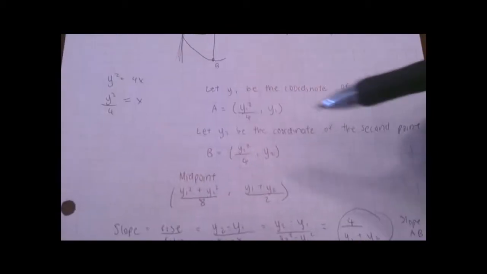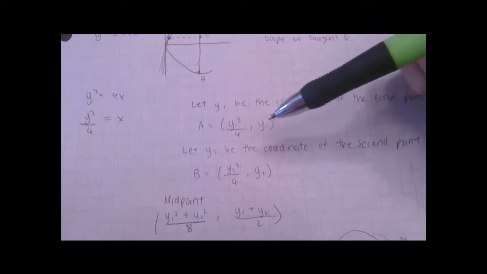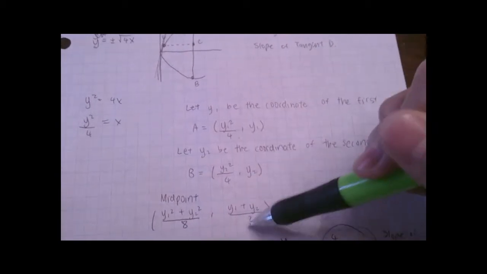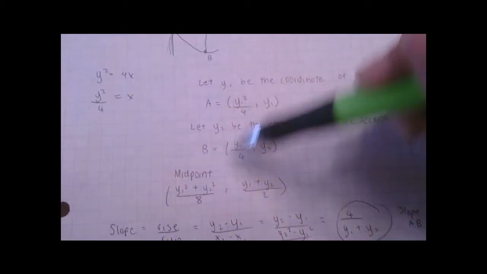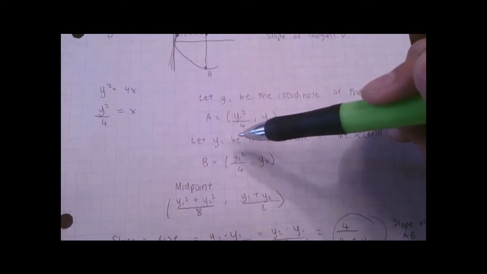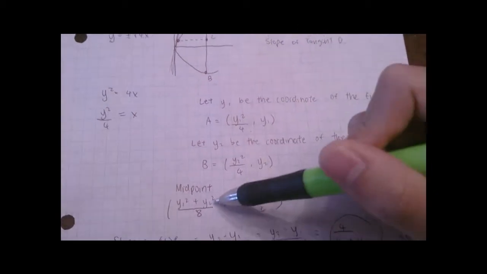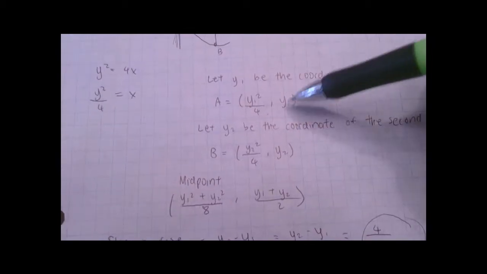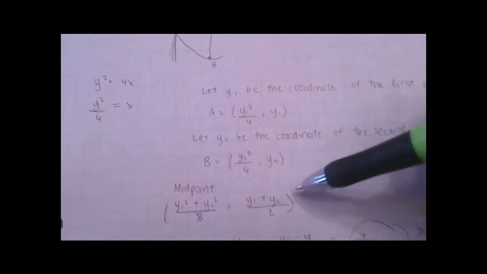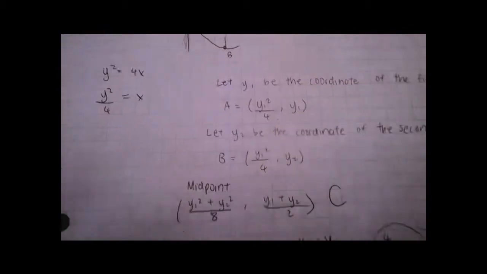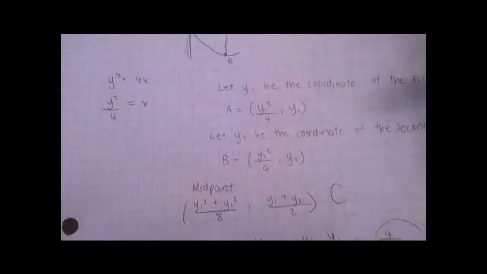Now to find the midpoint, we know that we have to add both of our x values and then divide by 2, and then add both of our y values, divide by 2. So it would be y1 to the power of 2 plus y2 to the power of 2 all over 4, and then divide by 2, which is basically y1 to the power of 2 plus y2 to the power of 2 divided by 8, and then our y values, y1 plus y2 divided by 2. So that's our midpoint right here. That's point C. And we're going to look back at that later.